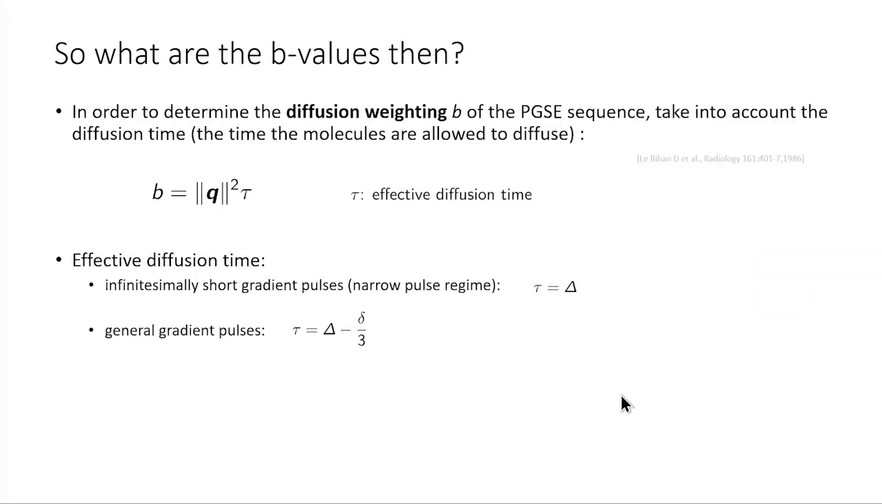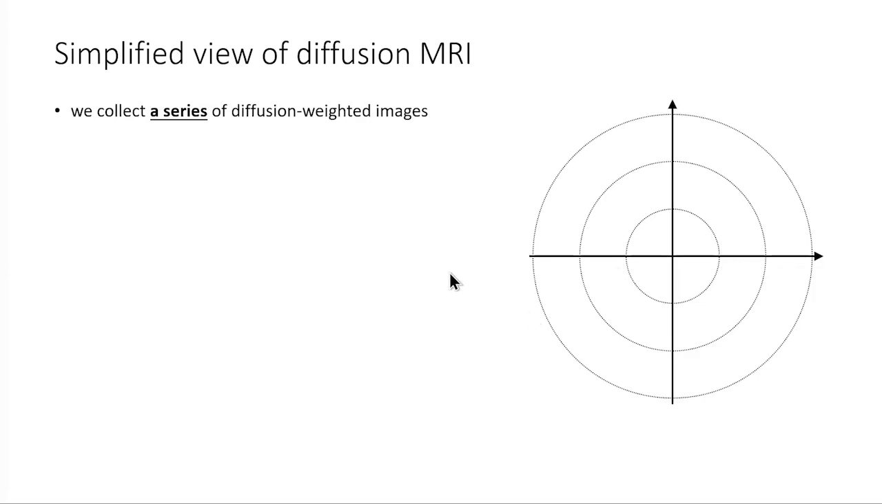So what are the b-values then? In order to determine the diffusion weighting strength, or b-value, of the sequence, we also have to take into account the time between the two diffusion gradients, because that's the time that the molecules are allowed to move. So what do we really have to remember about this?